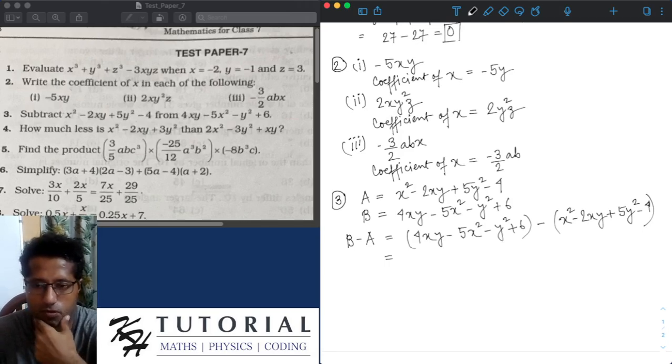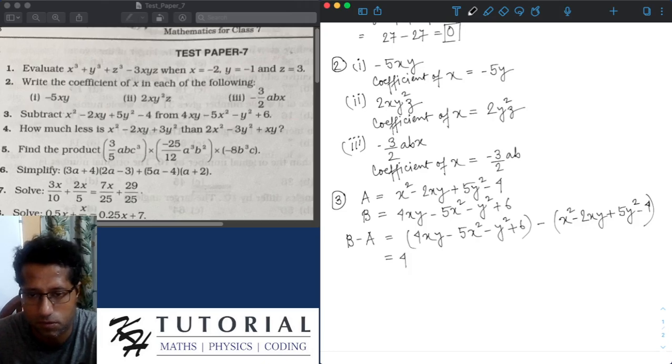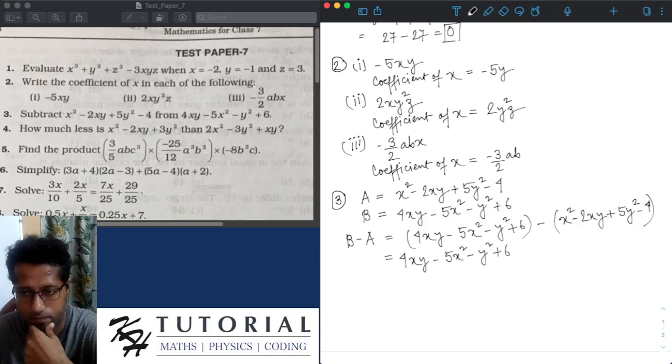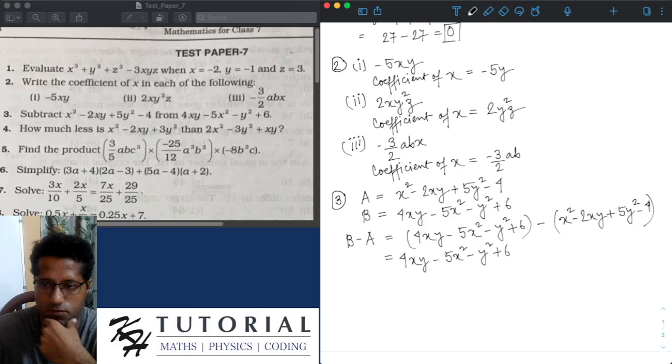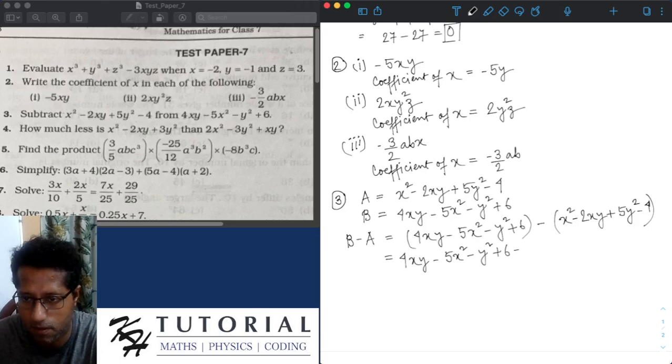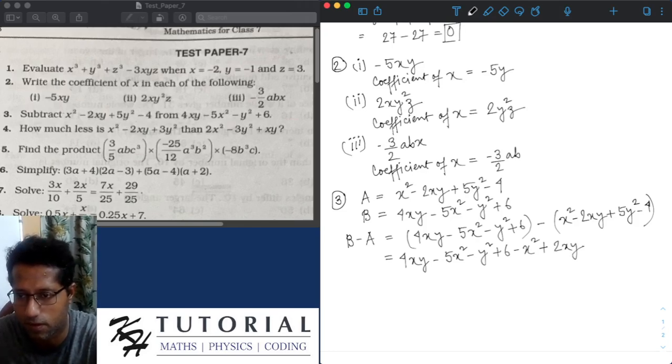So now if we simplify this, for the first grouping symbol we can just open it because there is no negative sign in front of it. So it becomes 4xy minus 5x square minus y square plus 6. But to open the second grouping symbol, there is a negative sign in front of it. So we will open it, but all the terms inside the grouping symbol, their sign will change. So x square will become minus x square, minus 2xy will become plus 2xy, plus 5y square will become minus 5y square, and minus 4 will become plus 4.